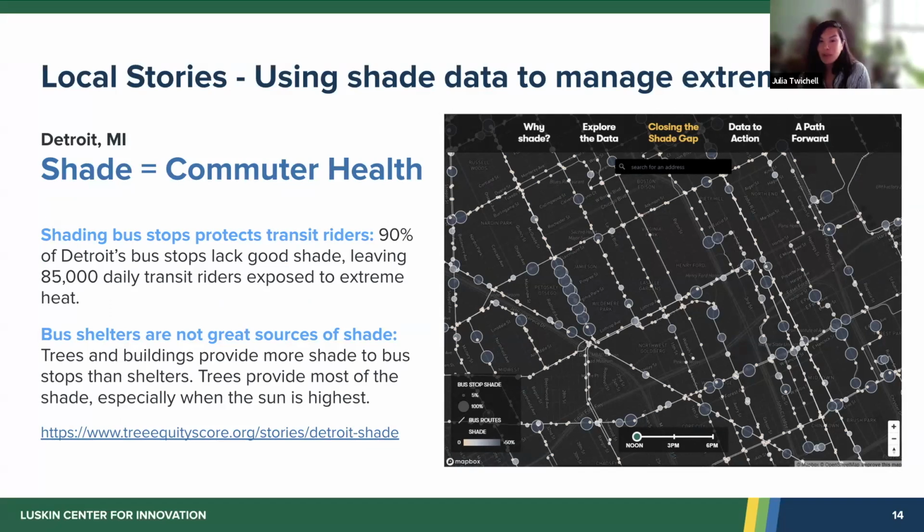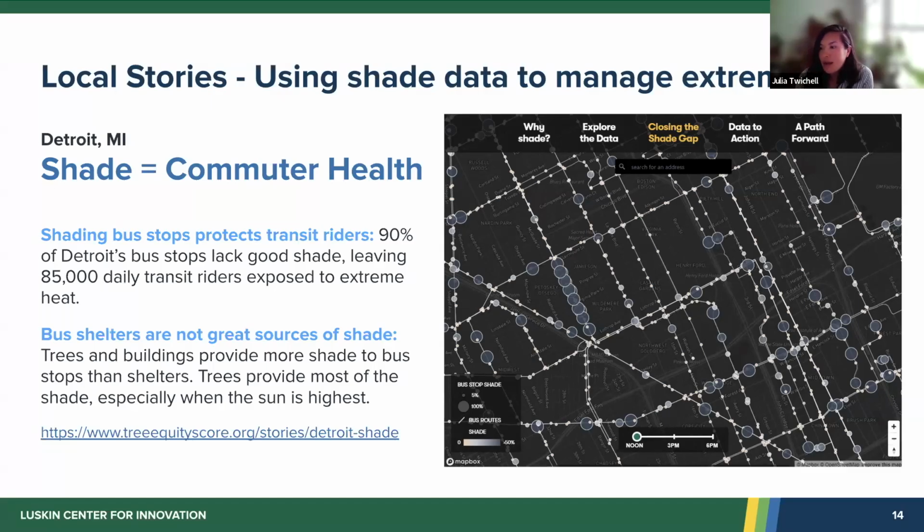What we found when we looked across all the bus stops in Detroit is that about 90% of Detroit's bus stops have poor shade, which means about 0 to 25% shade, even at 6 p.m. when the sun is lowest and the shadows are longest. They're going to have much less at midday. So that's leaving about 85,000 daily transit riders in Detroit exposed to extreme heat.